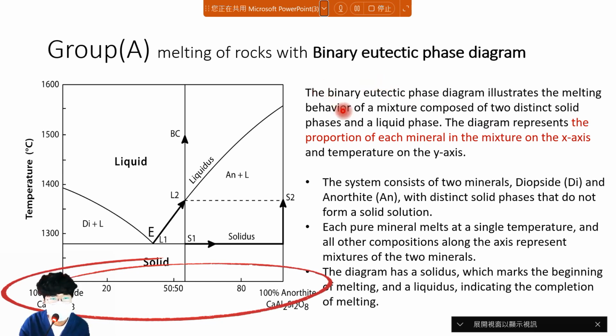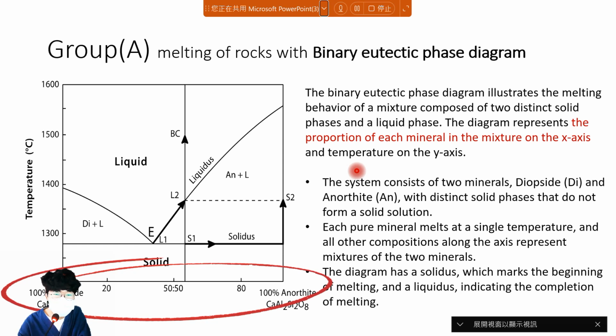The binary eutectic phase diagram illustrates the melting behavior of a mixture composed of two distinct solid phases and a liquid phase. The diagram represents the proportion of each mineral in the mixture on the x-axis, which is here, and the temperature on the y-axis.